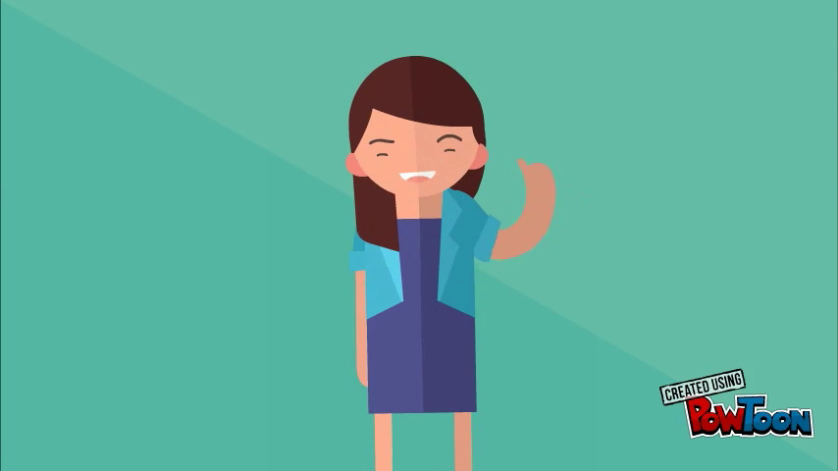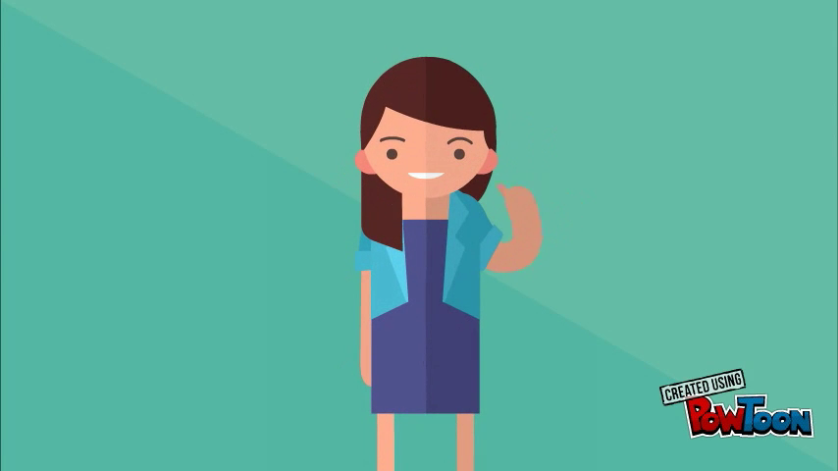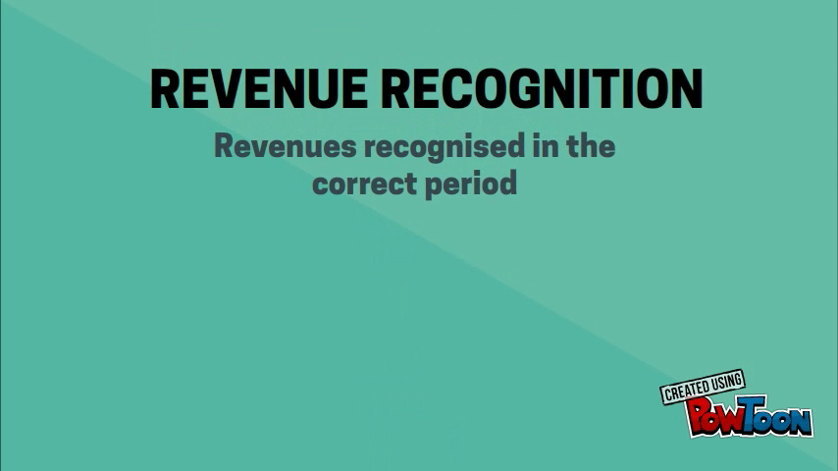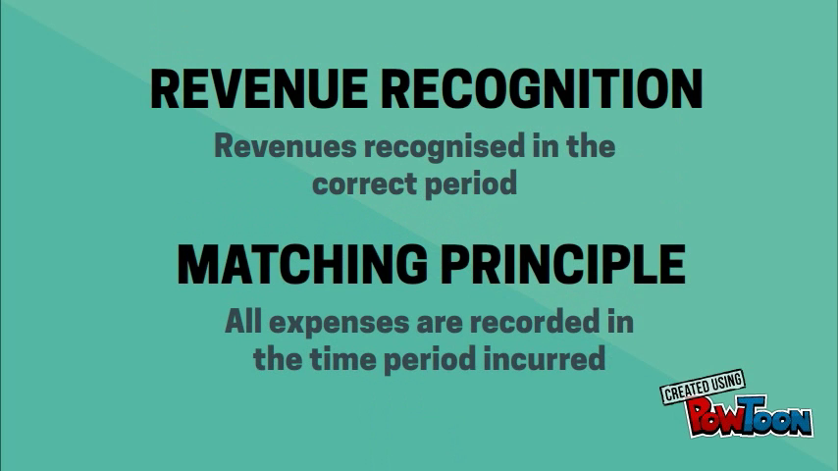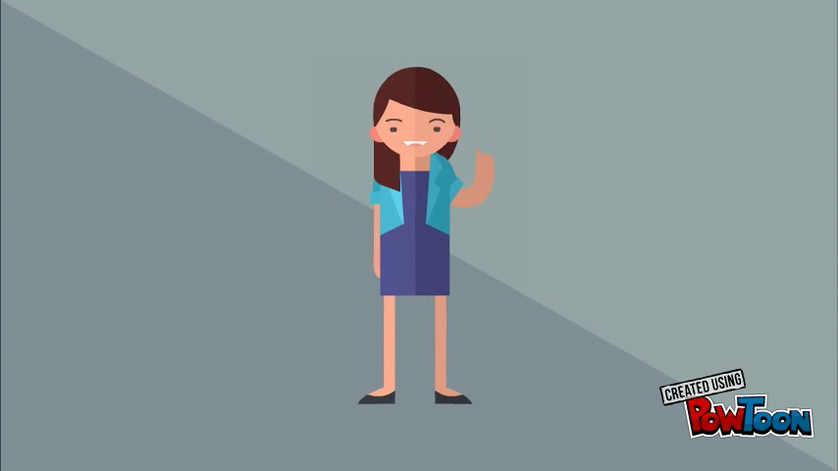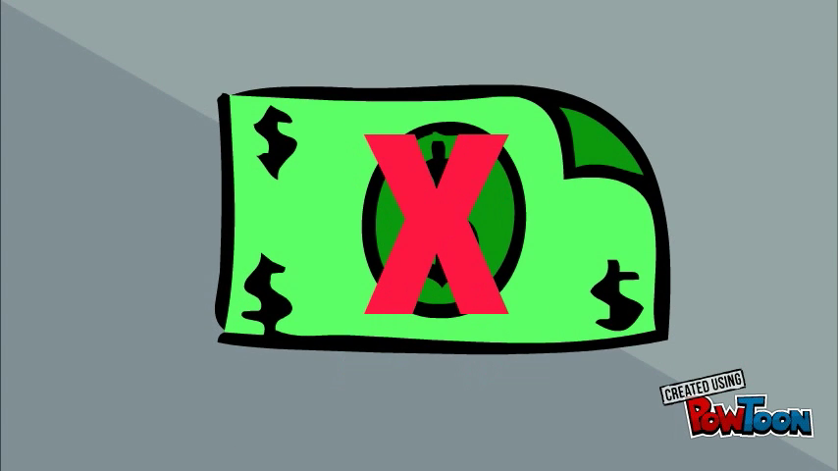This is where adjusting journal entries come in. Adjusting journal entries are entries made in the general journal to ensure all revenues are recognised in the correct period, known as revenue recognition, and all expenses are recorded in the time period incurred. This is referred to as the matching principle. A key point to remember about adjusting entries is cash is never involved. This is because the cash has already been paid or received.